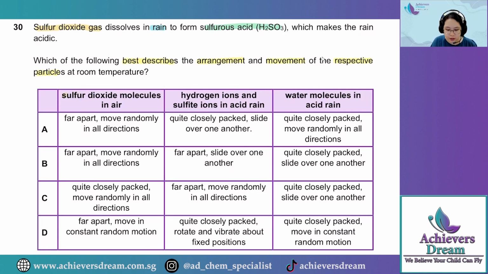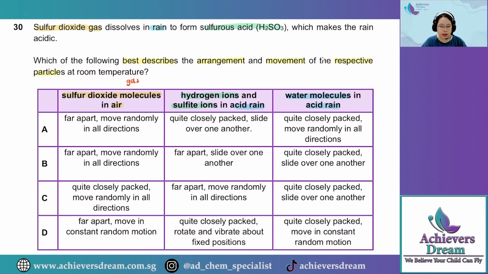We have the sulfur dioxide molecules in air. We have the hydrogen ions and sulfide ions in acid rain. And we have the water molecules in acid rain. So we'll do the first and third columns first before dealing with the second, because we know the movement of gas and liquid particles best. So sulfur dioxide molecules in air, these will be a gas at room temperature. And so gas particles, they are quite far apart and they move around randomly in all directions.